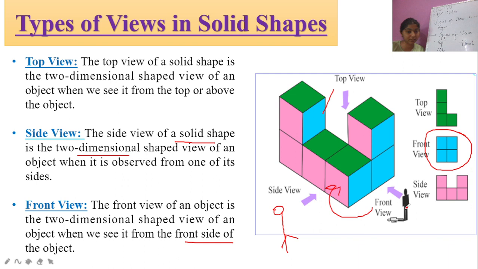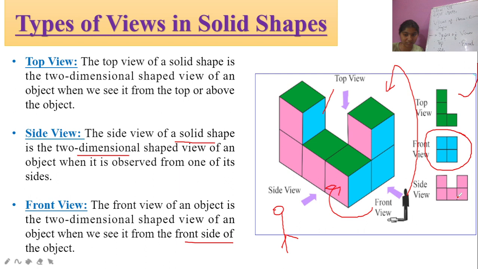we can say that this is a top view. In the top view, the person can see these green color boxes. And for the side view, the person will see the pink color from this side. So that way these are some views of solid shapes in our surroundings.